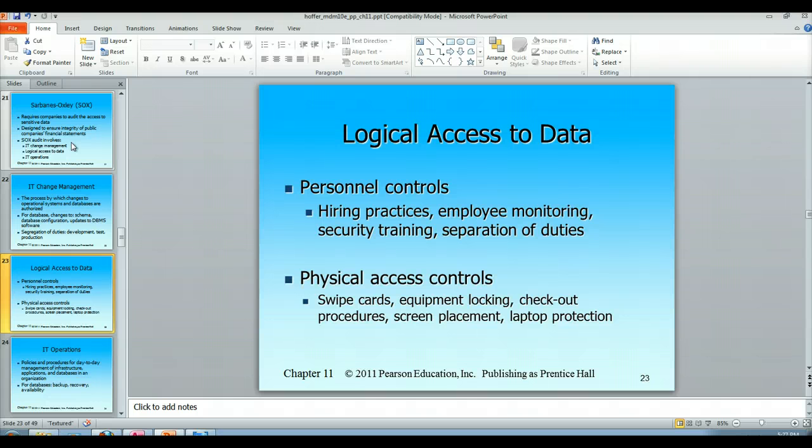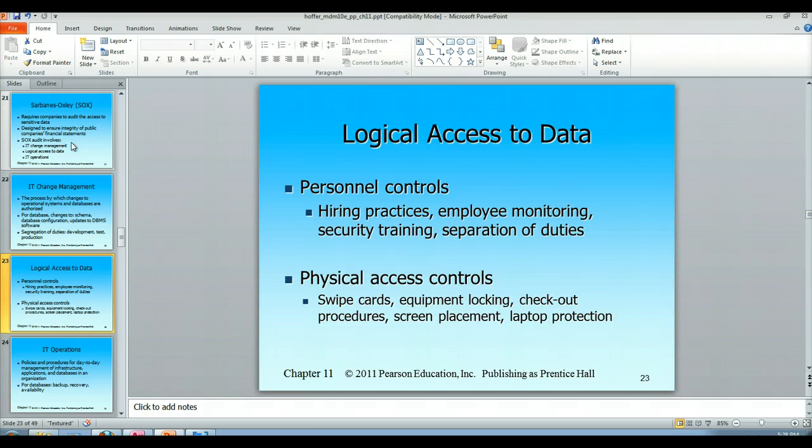Logical access to data. First of all, you have to handle personnel controls. What are your hiring practices? Do you do background checking? Do you monitor employees? For instance, when I worked at UPS, we were always taught, if you don't check on someone when they're, say, loading a truck, you could take a perfectly honest individual and turn them into a criminal. Because if they know that nobody's watching them, they will be tempted to steal.